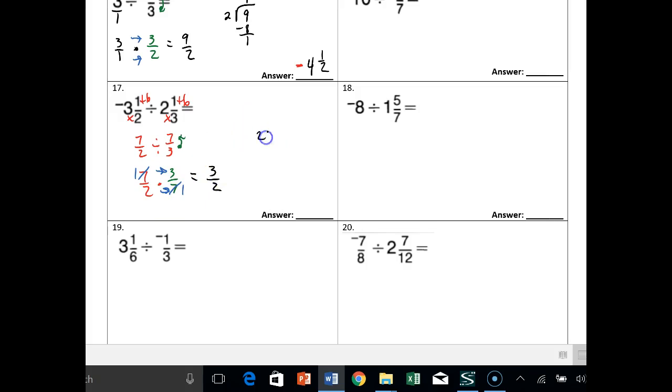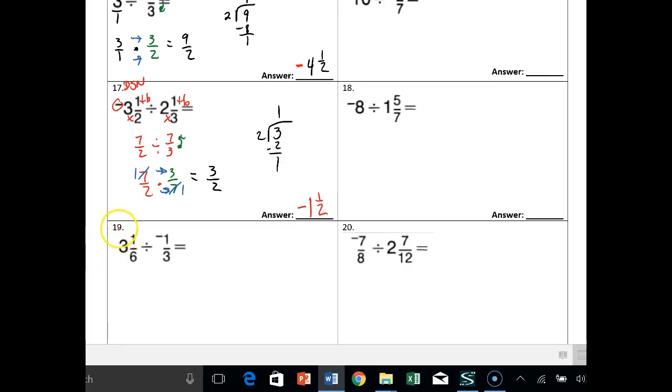Can change that into a mixed number by saying 2 goes into 3 one time with 1 left over. Now, very dangerous. Now I forgot that there's only one negative, so that's different signs, negative. So negative 1 and 1/2.